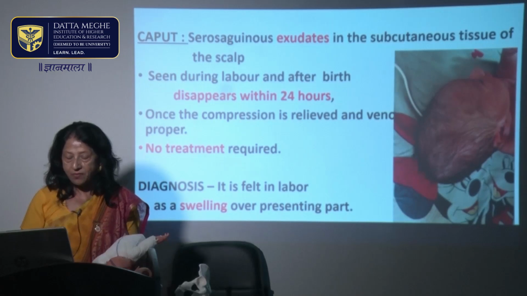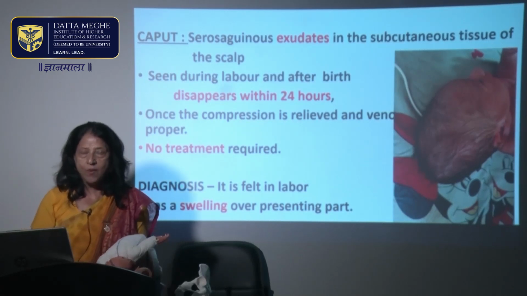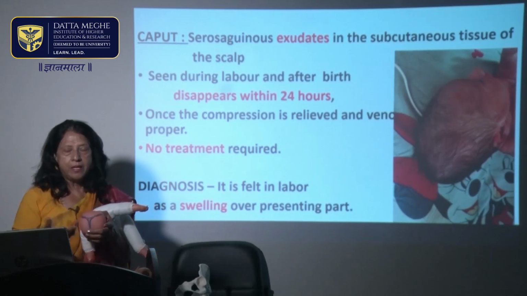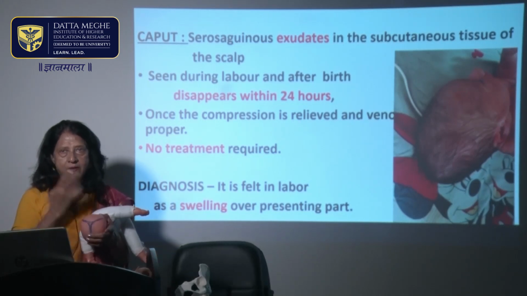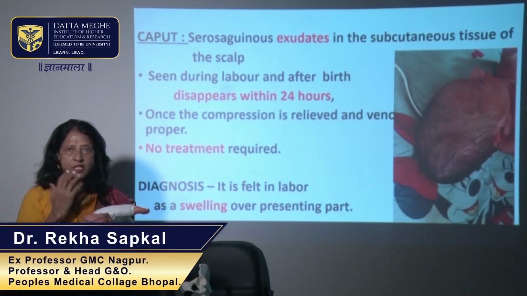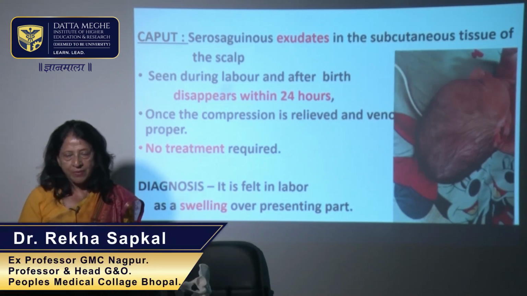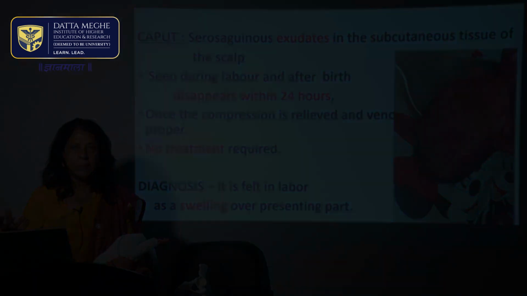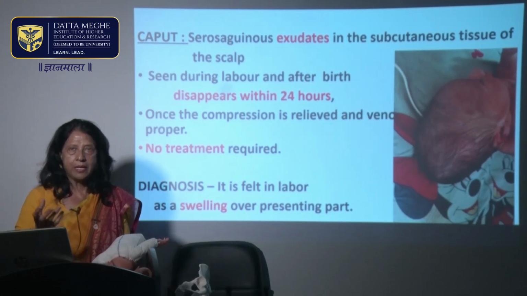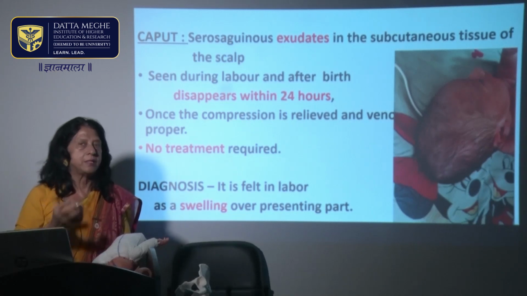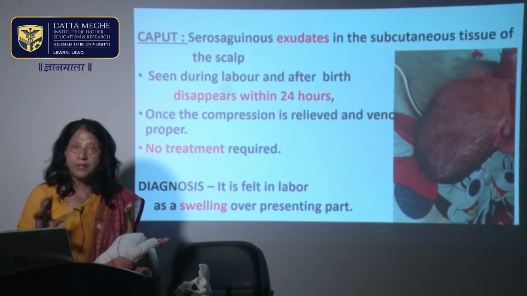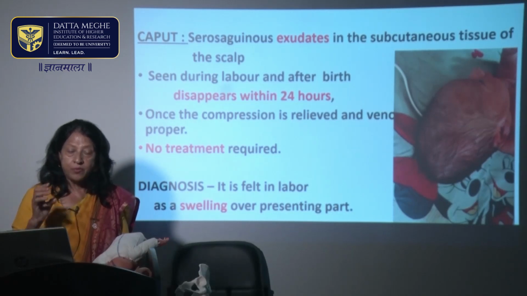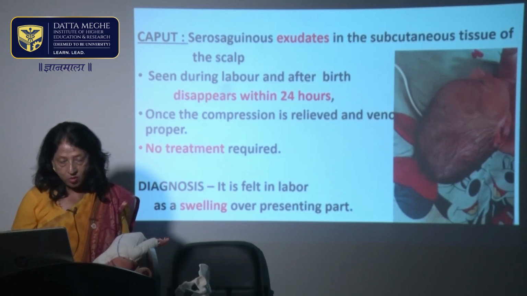That caput I can identify in labor on PV examination. Once the compression is relieved after birth, the caput will disappear. Slowly the venous circulation will improve, the lymphatic drainage will improve and the caput will disappear. That is how I can make it out on PV examination. Sagittal suture cannot be made out, fontanelle cannot be identified, there is a big caput, big swelling, and the station of the head cannot be determined. It is a sign of fetal distress, a sign of prolonged labor. Forceps are contraindicated, vacuum is not applied. Caput is a bad sign, it is a sign of fetal distress also. So, early decision making of caesarean section is very important.